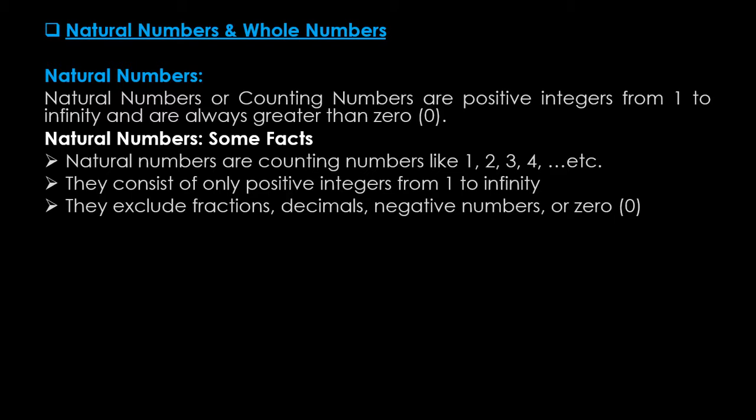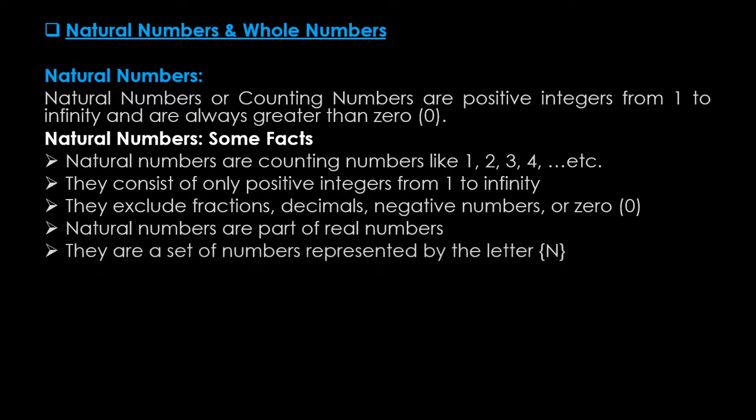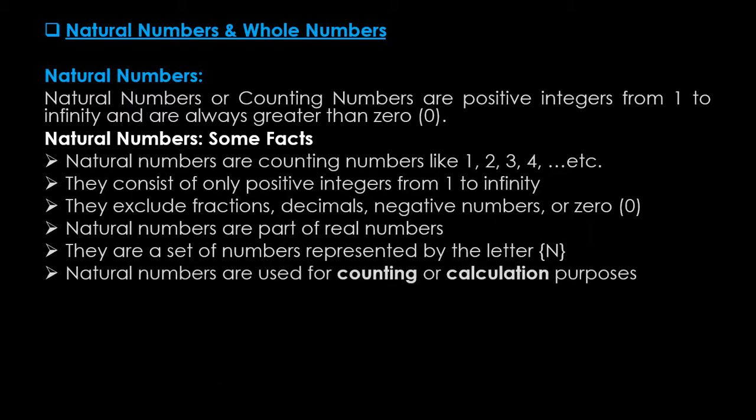So in natural numbers we don't consider fractions, decimals or negative numbers and 0. These are not included. Natural numbers are part of real numbers. They are a set of numbers represented by the letter N, and natural numbers are used for counting or calculation purposes.